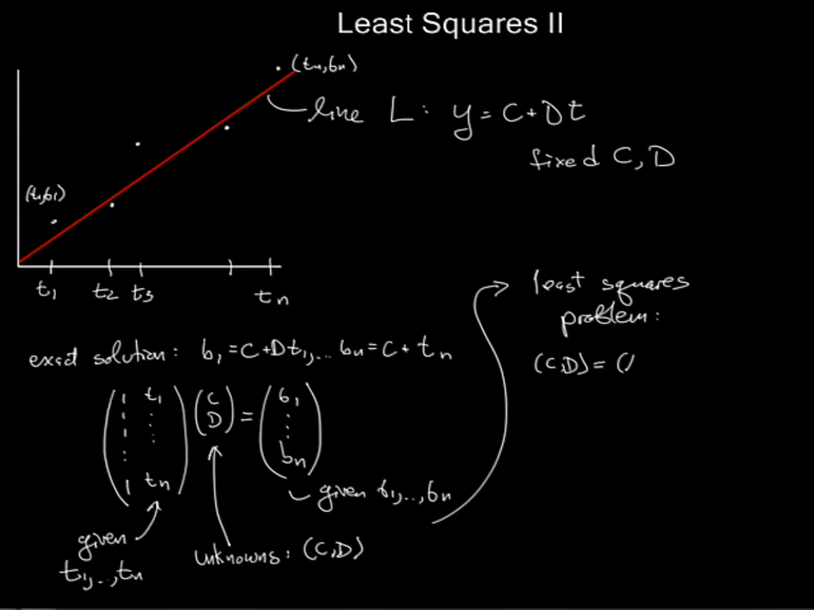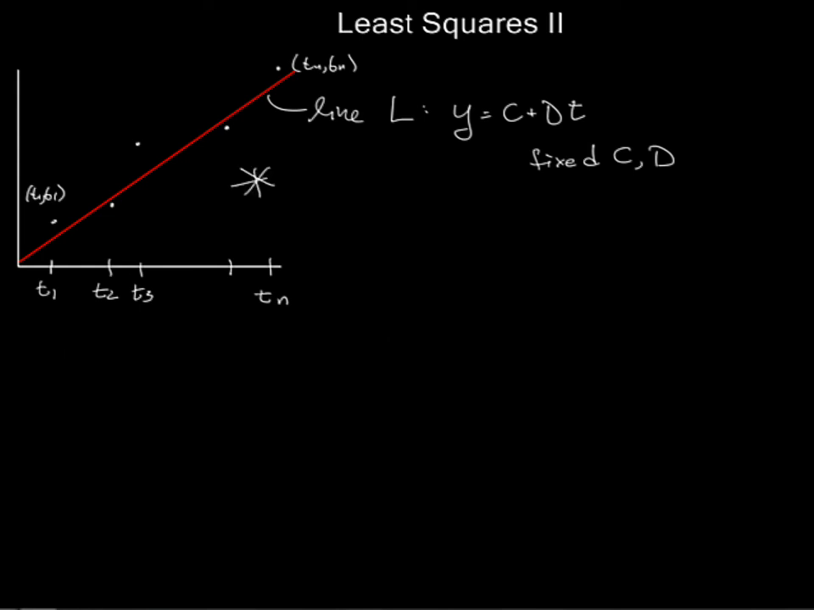We have this matrix A, and we solve for C, D equal to (A transpose A) inverse times A transpose B as usual. Okay, now I want to say a little bit more about this.